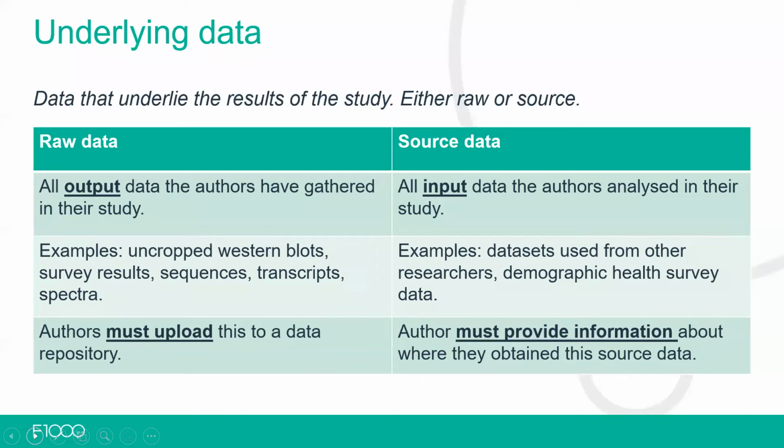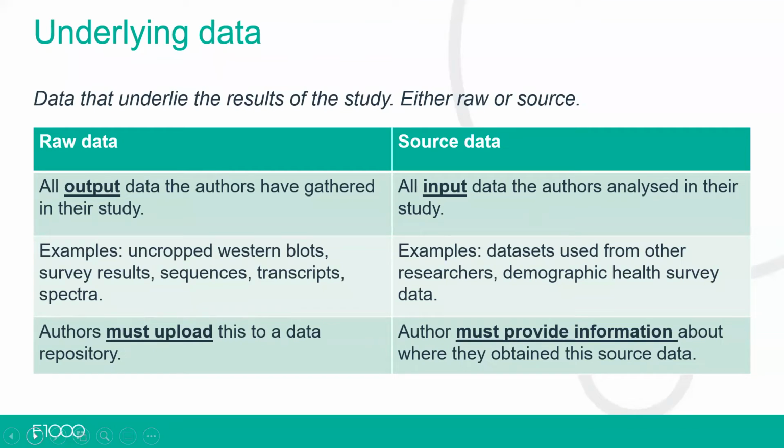Now, just to give you an idea of what are the different types of data in your study. Underlying data means data that underlie the results of the study. It can either be the raw data that you have accumulated or the source data. What is raw data? Raw data is all the output data the authors have gathered in their study. For example, uncropped Western blots, survey results, sequences, transcripts, spectra. So all of this comprises raw data. Authors must upload all of this data to the repository, which I had shown you, Dataverse, Figshare, etc.